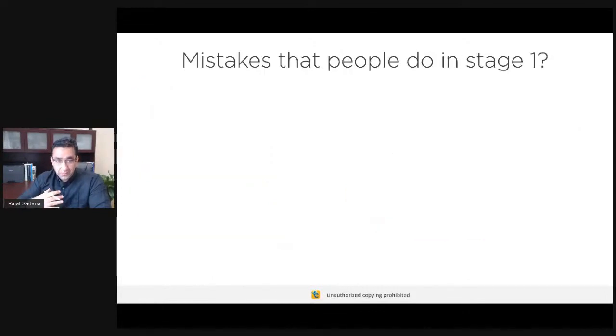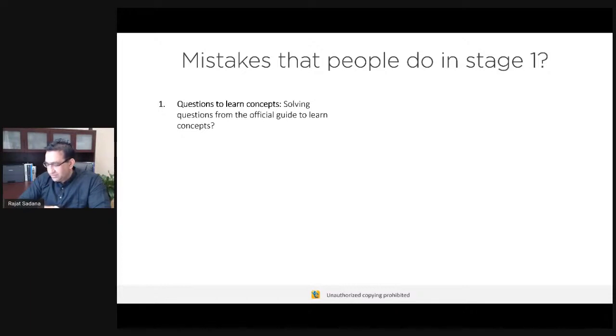Okay. Now, mistakes that people make. And this is really important, because a lot of you will associate with what you do over here. One of the most common things that I hear people doing is to say, hey, I am solving the official guide to learn sentence correction. No, the official guide is a really bad way to improve yourself in stage 1. Official guide is designed for stage 2, not for stage 1, and that too in a methodical fashion.